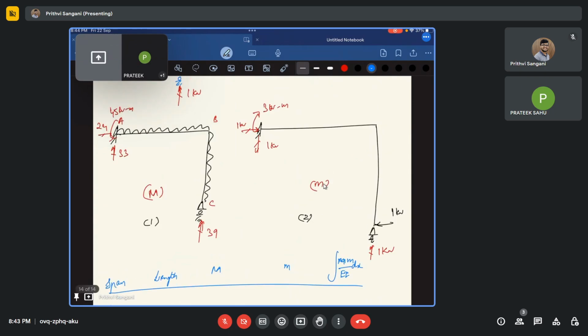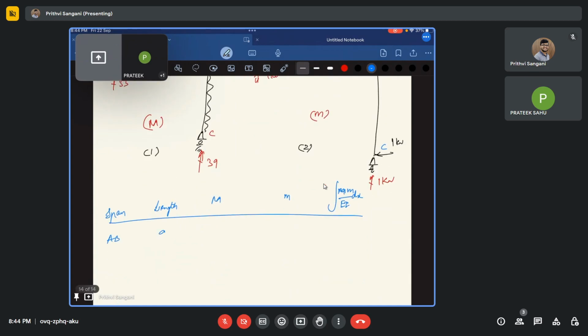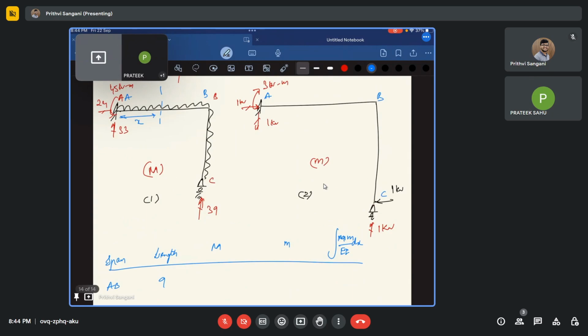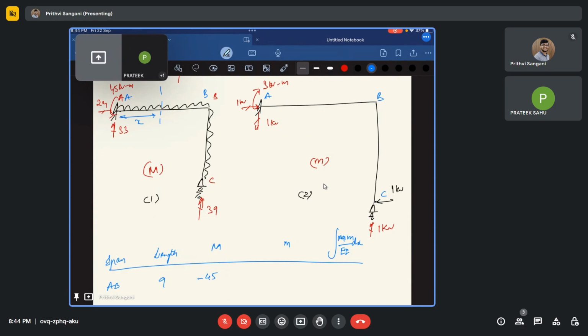I did not mention A, B, and C earlier. So for AB, what is the length? Length is 9. What is capital M? So capital M is minus 45 plus 33x.